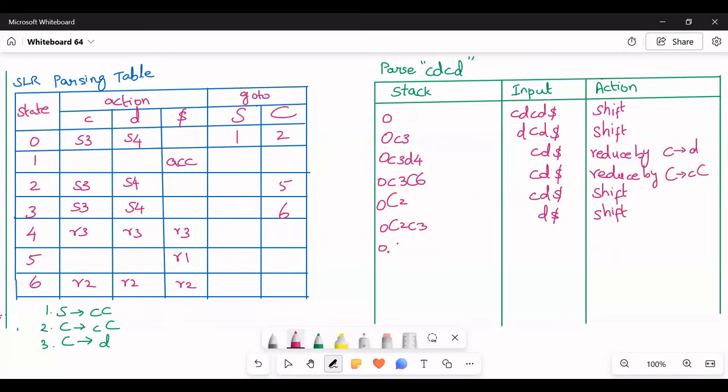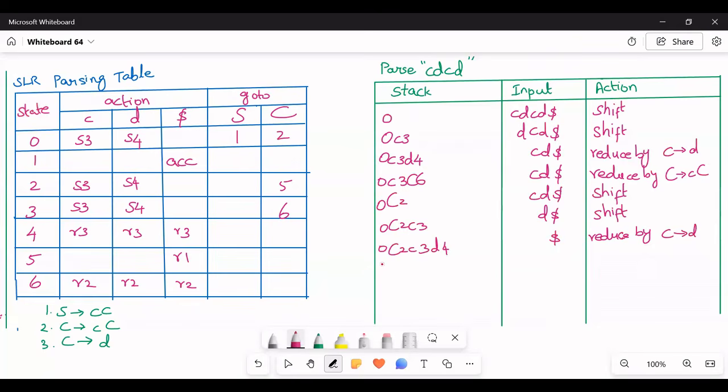So write shift here. Here 0, variable C, 2, terminal C, 3, shift D as well as 4. Then D is shifted here, so the remaining symbol is dollar on the input buffer. Then 4 comma dollar means reduce by production number 3. So write reduce by production number 3, which means C tends to D.